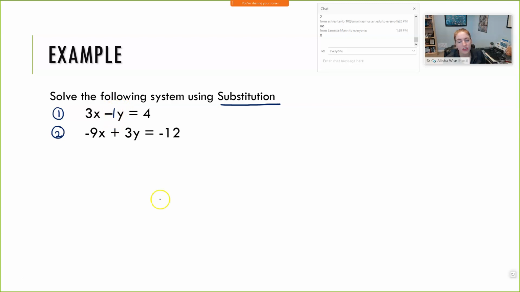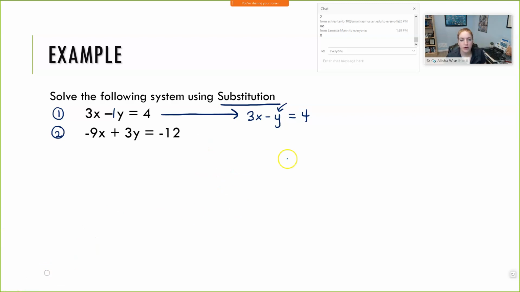So instead, I'm going to look at this y here. It has a coefficient of -1. That's going to be a little bit easier to isolate. So let's go ahead and rewrite this. 3x minus y equals 4. Let's go ahead and try to get that y by itself instead. Essentially, you're looking for the variables that have a coefficient of 1 or -1. Those are the ones that you want to isolate for using substitution.